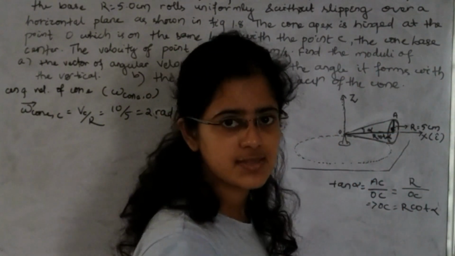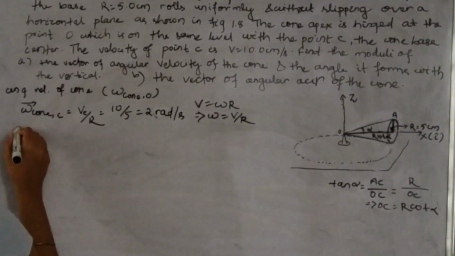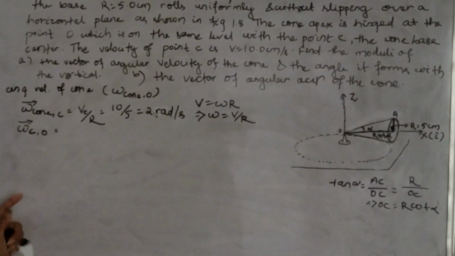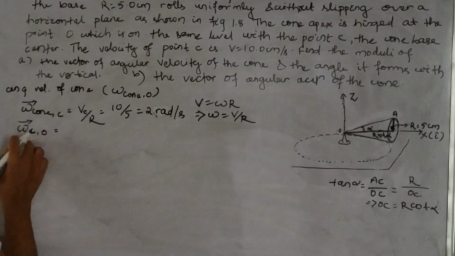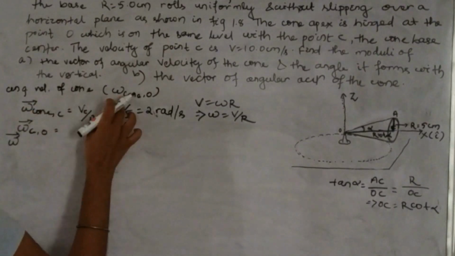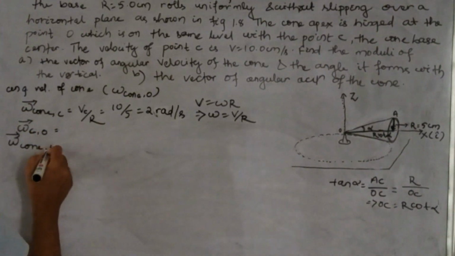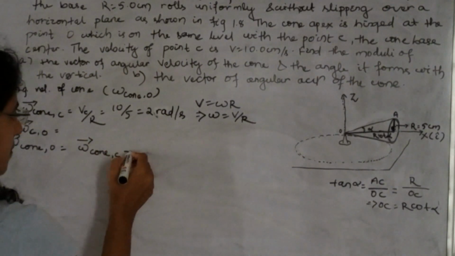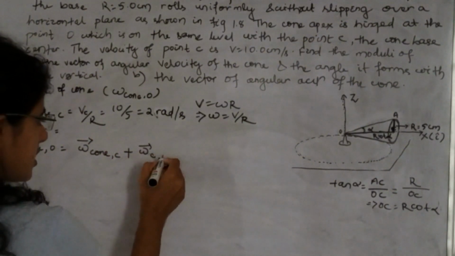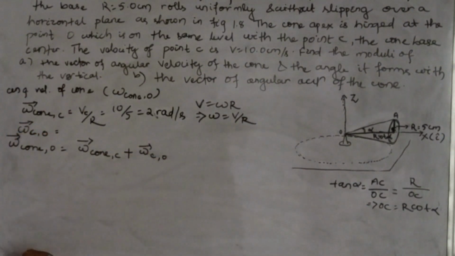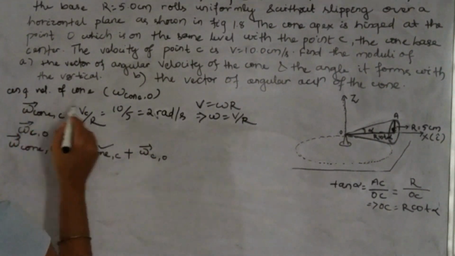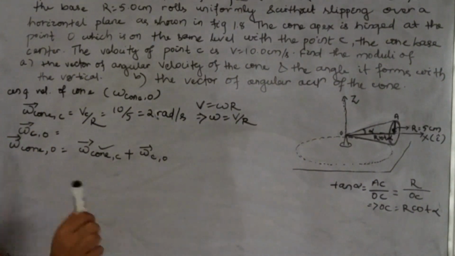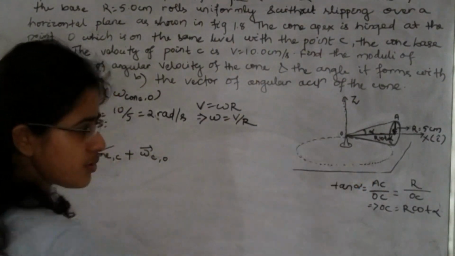Why am I deriving this? Because now we have to consider the angular velocity of the point C with respect to O. Why am I considering this? Because the angular velocity of the cone with respect to O is the angular velocity of the cone with respect to C plus the angular velocity of the point C with respect to O. I have derived the angular velocity of the cone with respect to C. Now I have to derive the angular velocity of the C point with respect to O.